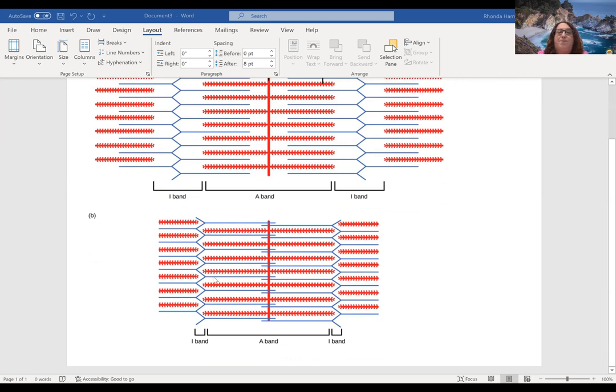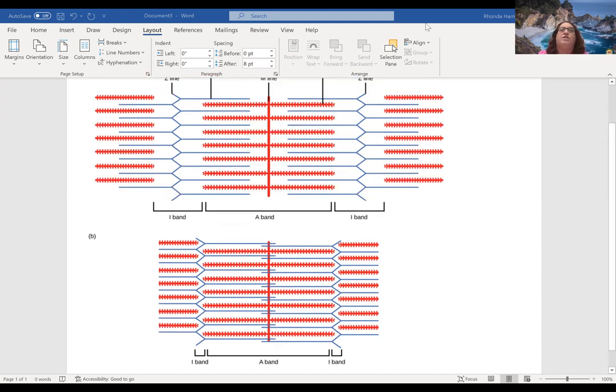And then the bottom B, this would be a contracted sarcomere. Notice that our actin and myosin are pulled and overlapping almost everywhere. They're really tight. We don't have a lot of the empty spaces. Okay, so hopefully that will help you with the project as well.